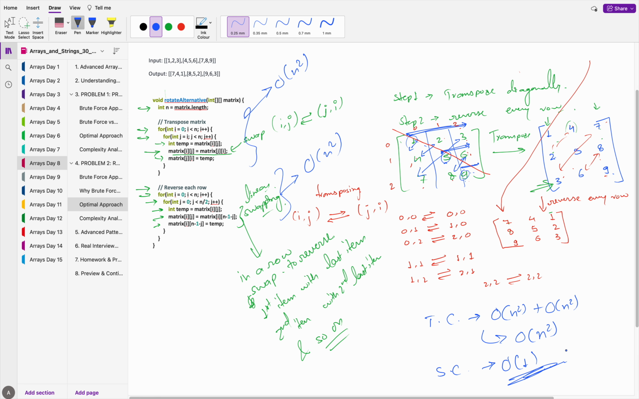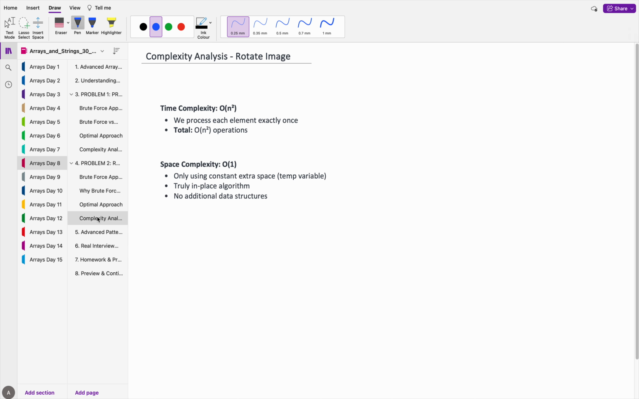So I hope you were able to see and observe how, on the advanced transformation level, you can solve this kind of questions by observing the mathematical patterns. Okay, so a little knowledge of mathematics is really required in DSA, not much but at least a little. So that's how you solve these kinds of questions. Complexity analysis, again the same thing that we have talked about: time is O of n square, space is constant.